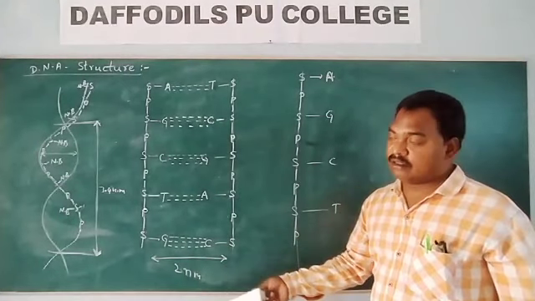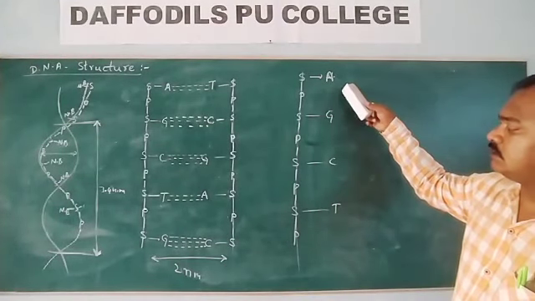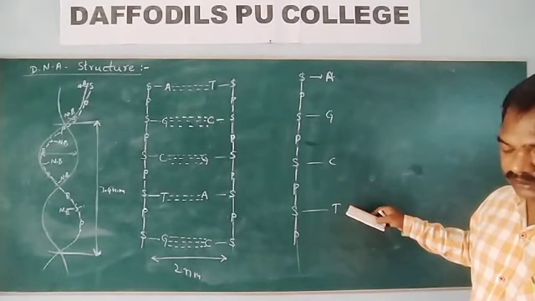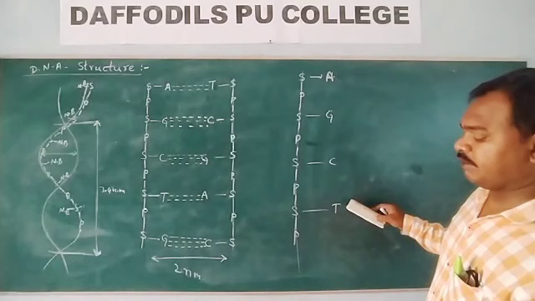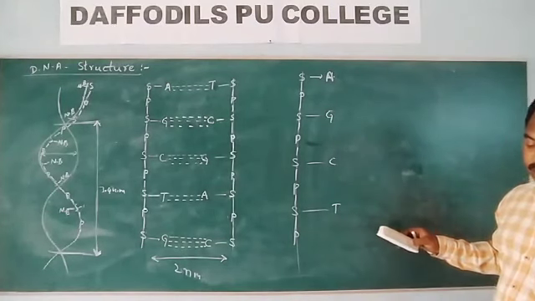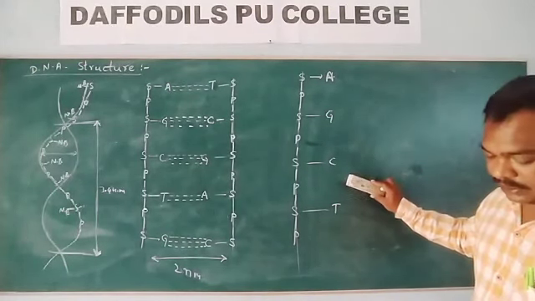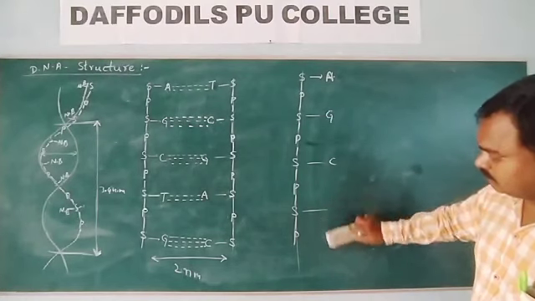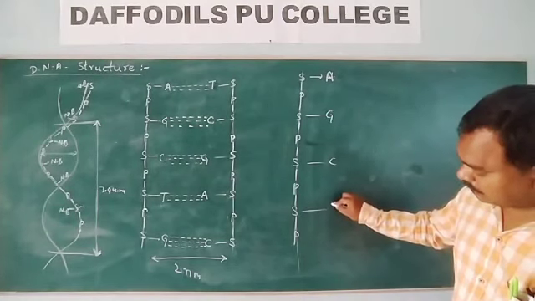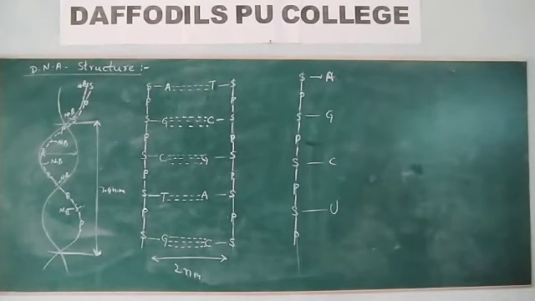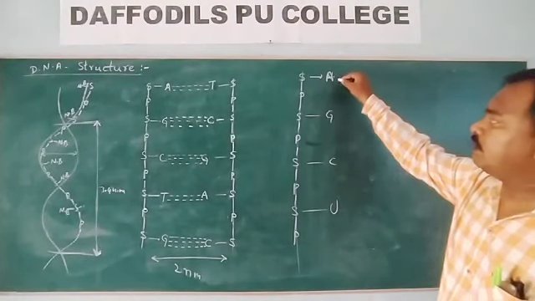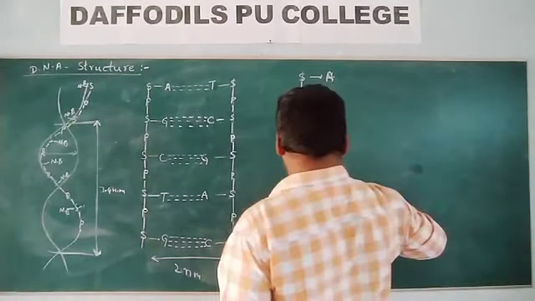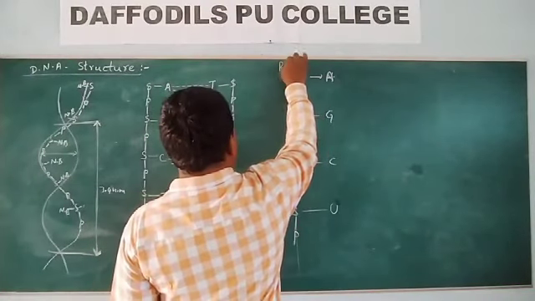Like in DNA, RNA also contains nitrogen bases. But instead of thymine, RNA contains uracil. Instead of thymine, RNA contains the uracil nitrogen base. So what are the nitrogen bases present in RNA? Adenine, guanine, cytosine, and uracil. This is the RNA.